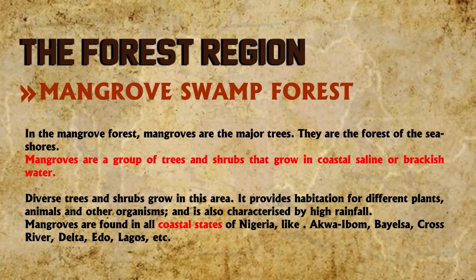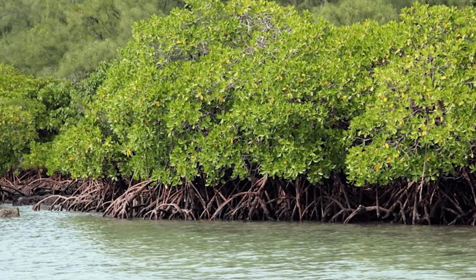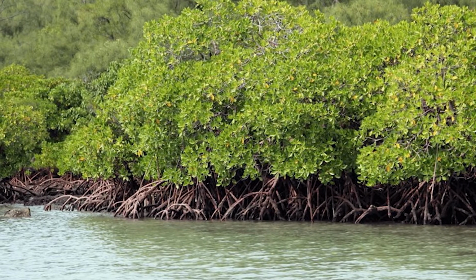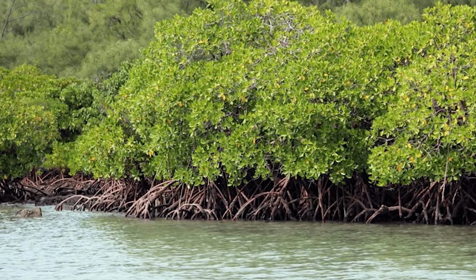Remember, we said that in coastal areas, we can find freshwater swamps and we can also find mangrove swamps. So, in coastal areas, we can find the mangrove swamp forests. The mangrove swamp forest is a home to different plants, animals, and other organisms, and it is also characterized by a high level of rainfall. It is important for us to know that mangroves are found in all coastal states of Nigeria, and some of the states include River States, Cross River State, and so on.